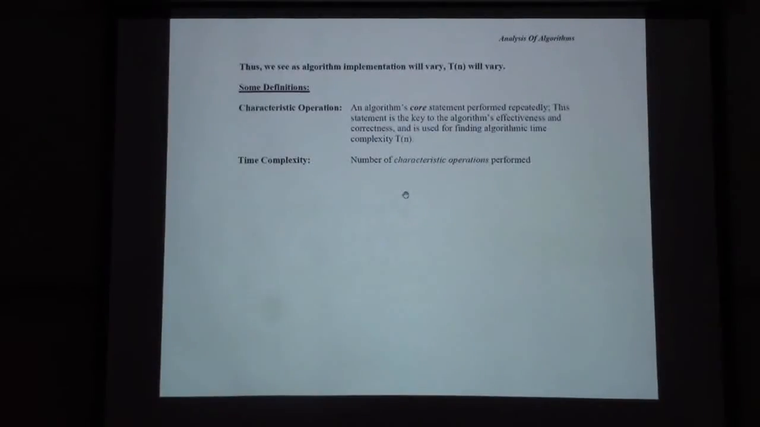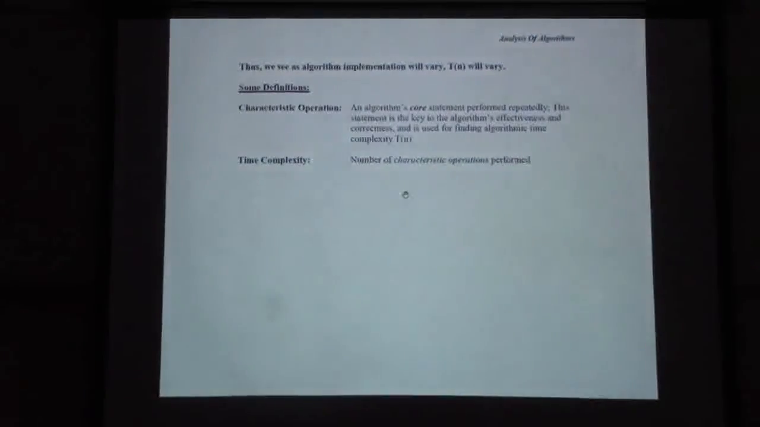So now let's see if we can move. We'll do a little bit of analysis idea. So basically, we want to define something known as a characteristic operation. Very, very important. A characteristic operation is an operation for an algorithm that captures what is the most important, the critical piece of the algorithm.